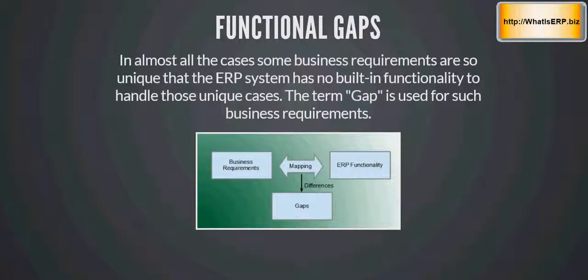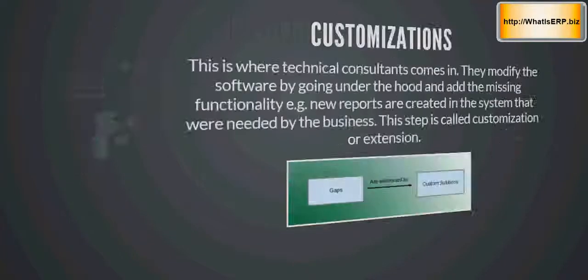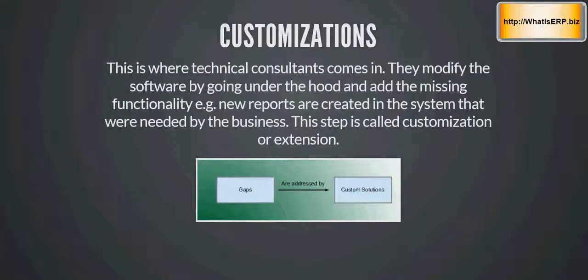Then we have functional gaps, as we have already discussed. Not all business requirements could be handled by the ERP functionality. There are always a few things left, and the most common example is some unique report that the client needs, which is not available in the out-of-the-box ERP system. So those requirements are called gaps, and these gaps have to be filled up, and filling up those gaps is called customization, because somebody has to go under the hood and modify the system so that it could fill the gaps.